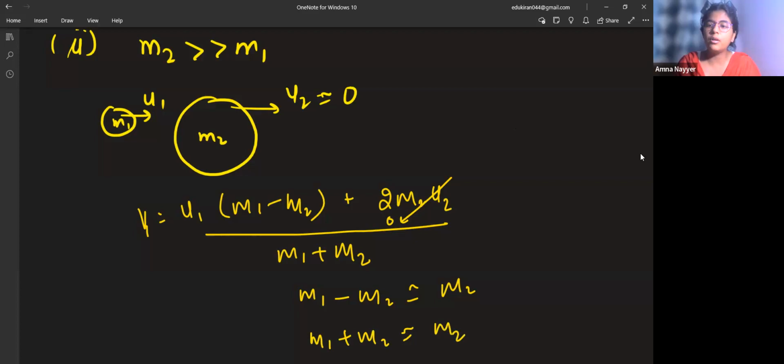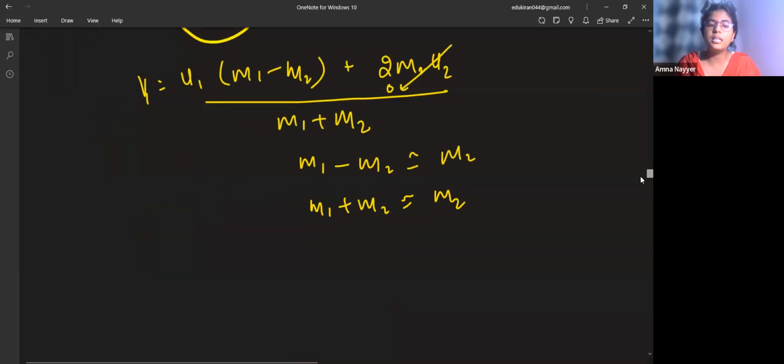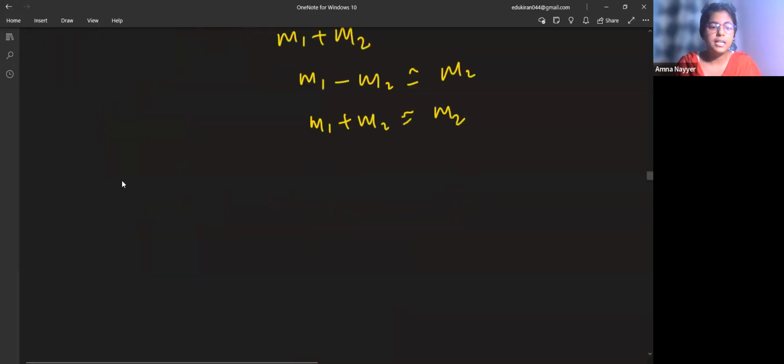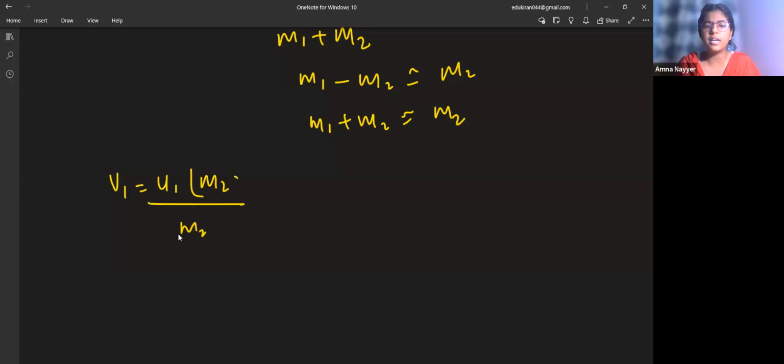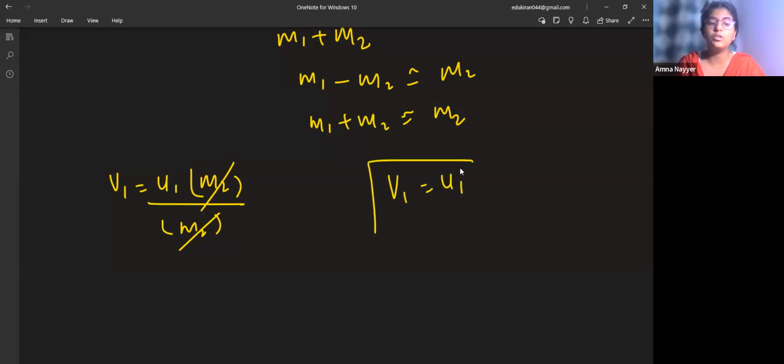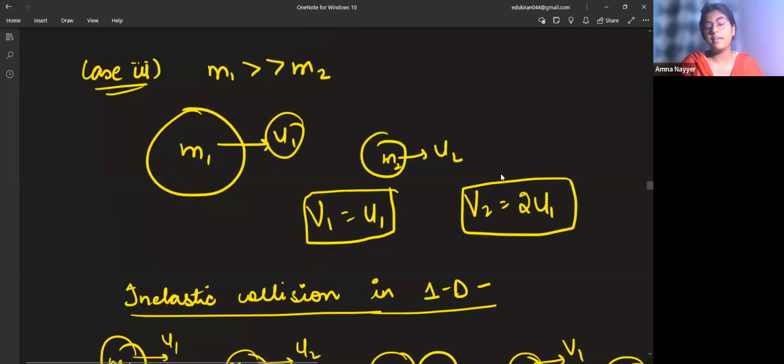So from here, for further replacements, v1 is equal to u1 m2 divided by m2. Now what is the conclusion? v1 is equal to u1. This is the conclusion. Now the third case, if m1 is very much greater, the same thing will happen: v1 will be equal to u1 and v2 will be equal to twice of u1, because of the formula.